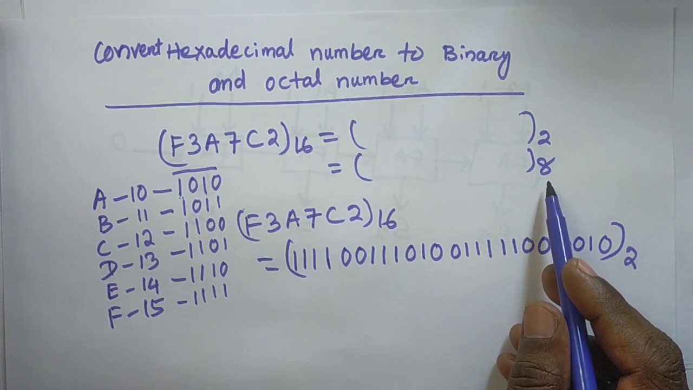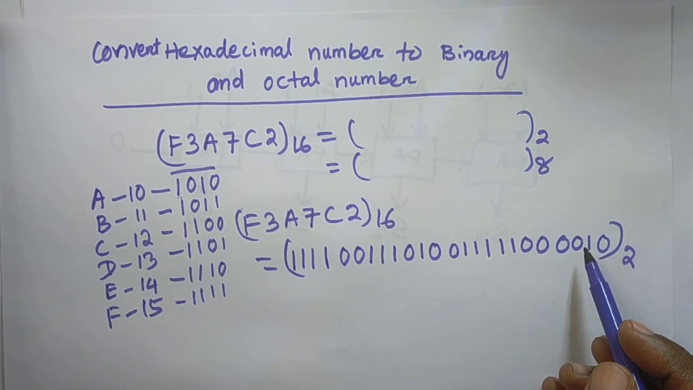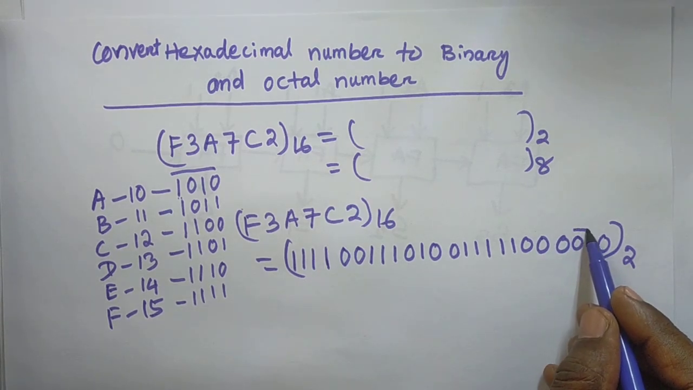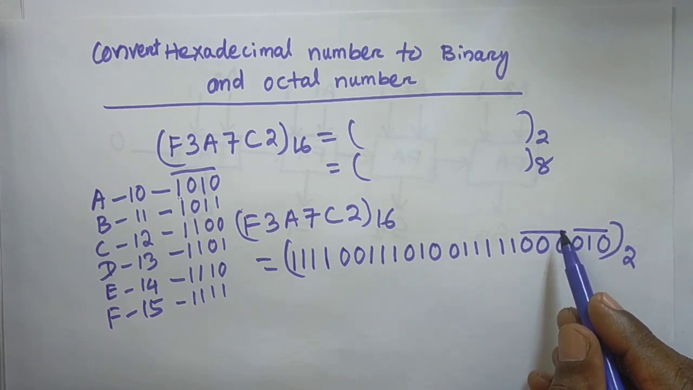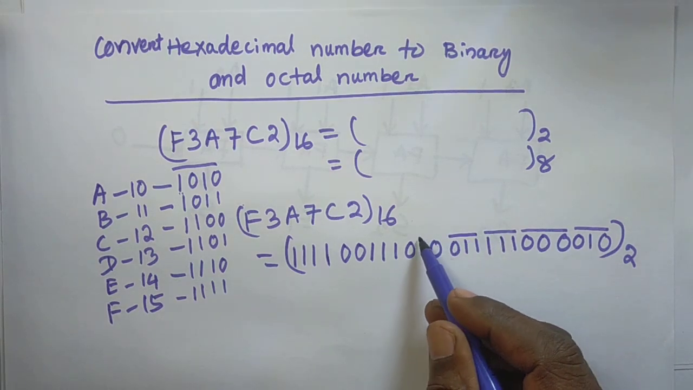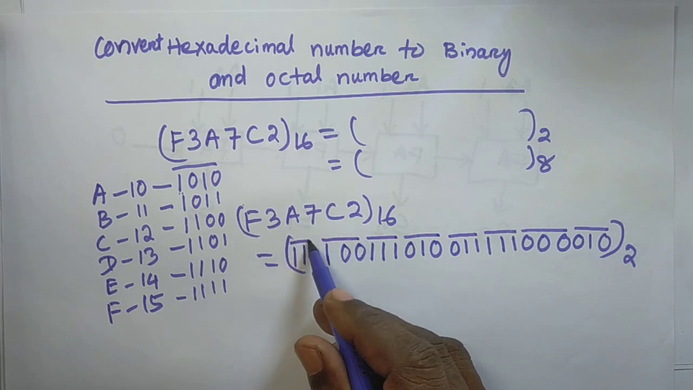Since the base is 8, we will consider 3 digits of the given binary number. Then it is very easy to convert that number to an octal number, okay. How? You see, very simple, we consider 3 digits here, here 3, here also 3, okay. Next, here also 3, here also 3, and so on, okay.